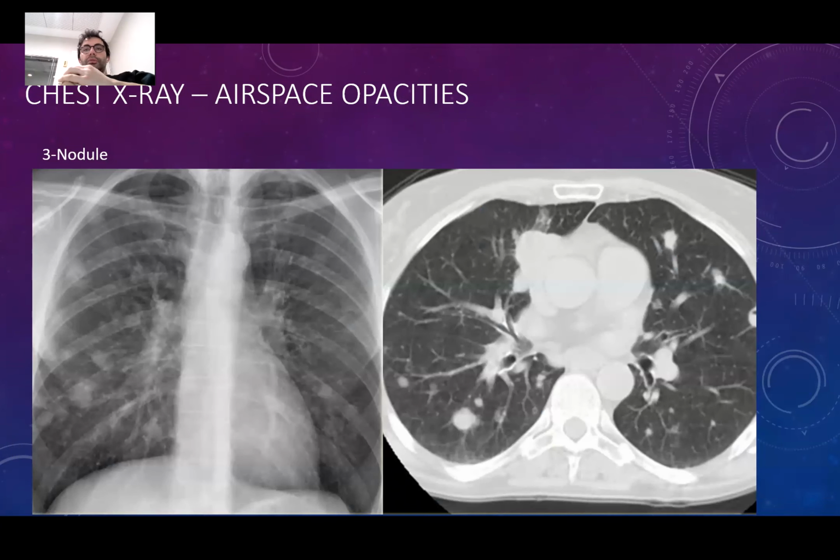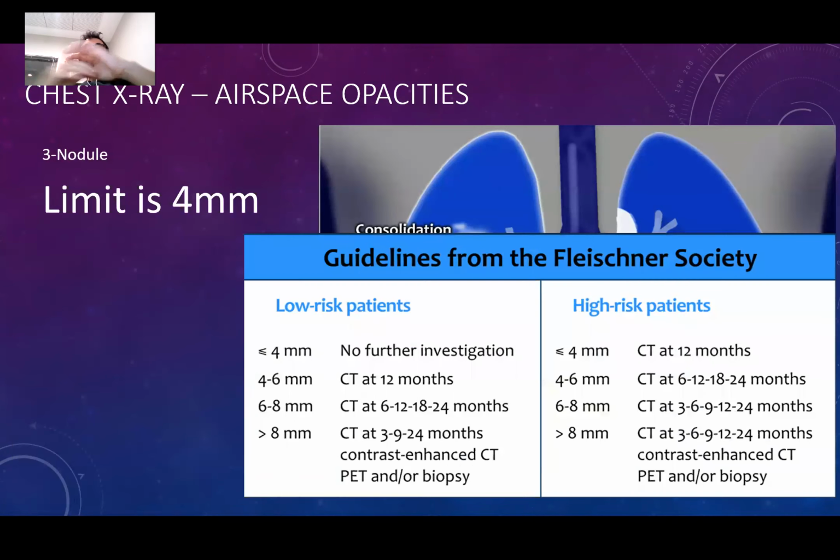So we have come to nodules. I want you to remember that we are following up these nodules because they can turn into cancer. Our limit is 4 millimeters. In high risk patients, anything 4 millimeters and bigger should be investigated. You should remember this one.